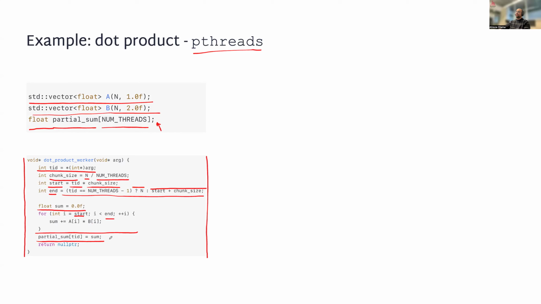Now I have a question for you. Do I get a race condition in this line of code when I update the partial sum or not? Should I use mutexes here as well? What do you think? No, you won't. Yes, that's correct, because each thread is only updating its corresponding element in the array, right? So I don't get a race condition. Here I just updated the partial sum, which is the partial result of this dot product.